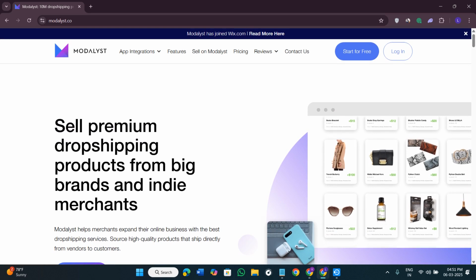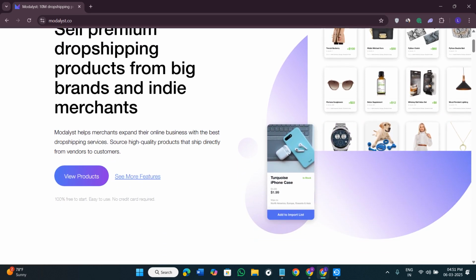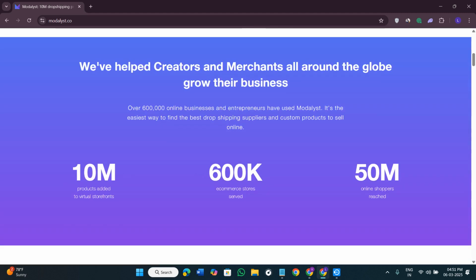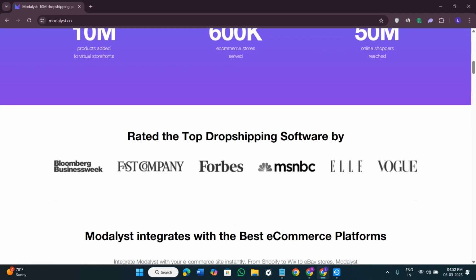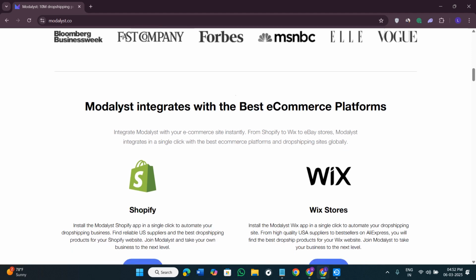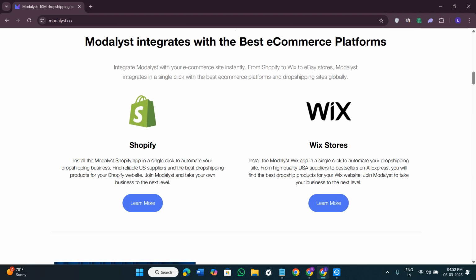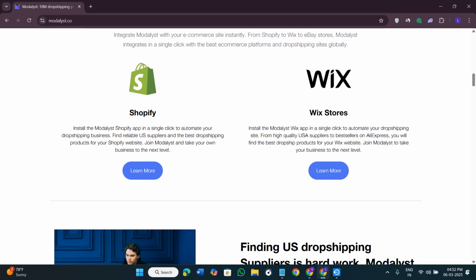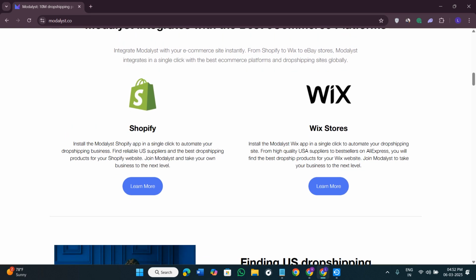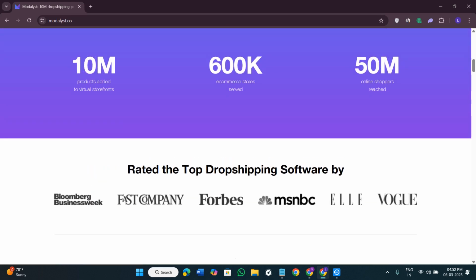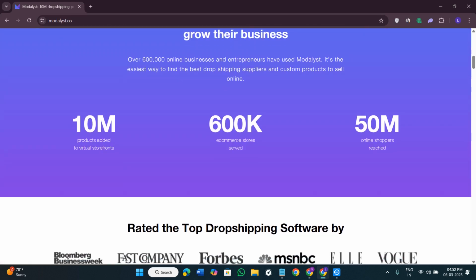Modalyst is a dropshipping automation tool that actually integrates with Shopify, Wix, BigCommerce. It actually offers access to a wide range of suppliers, including US and Europe based brands, as well as AliExpress products for the global fulfillment. Unlike any other traditional dropshipping, Modalyst also has fast shipping options through a private supplier.